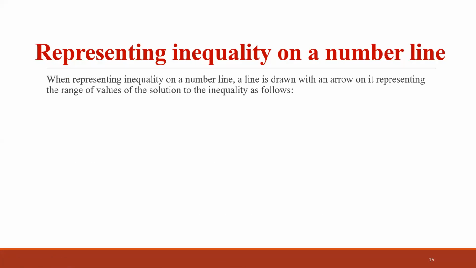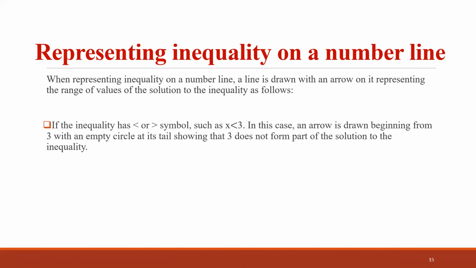So when representing an inequality on a number line, a line is drawn with an arrow on it, representing the range of values of the solution to the inequality, as follows. If the inequality has a less than or greater than symbol without the equal sign, such as x less than 3, an arrow is drawn beginning from 3 with an empty circle at its tail, showing that 3 does not form part of the solution to the inequality.